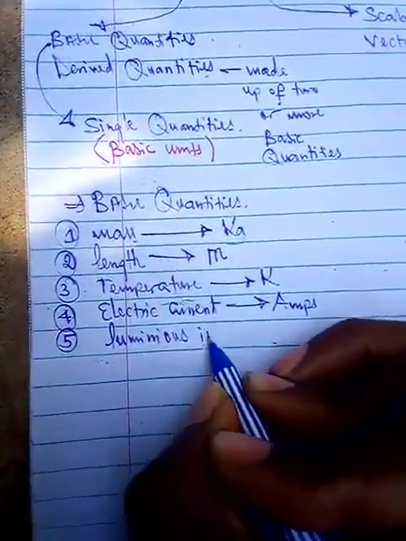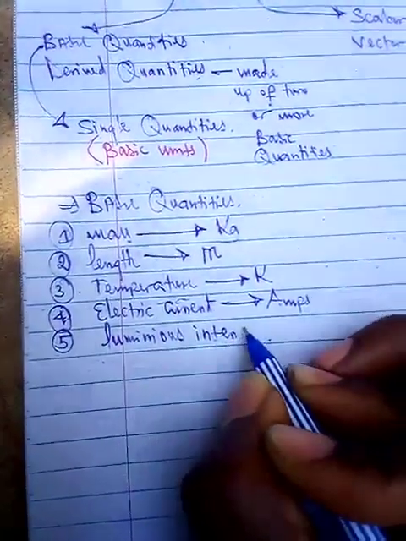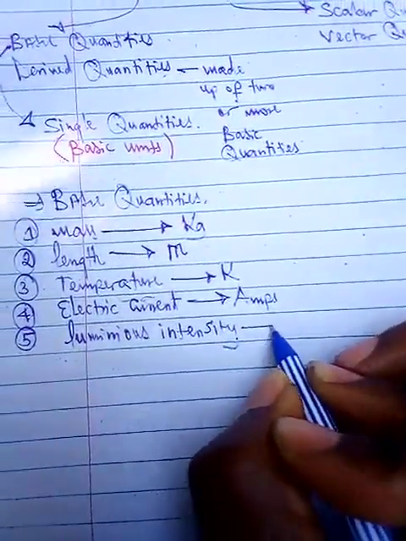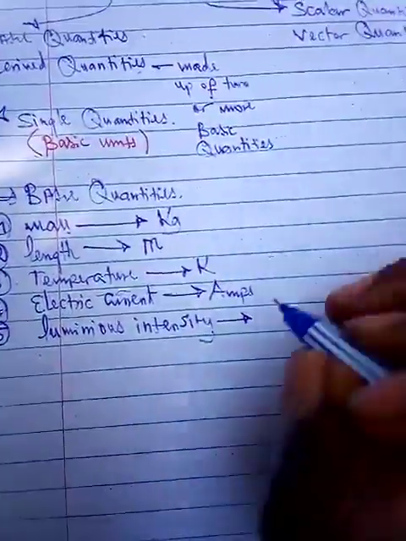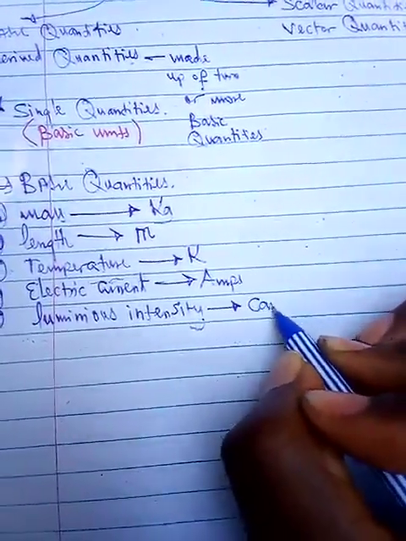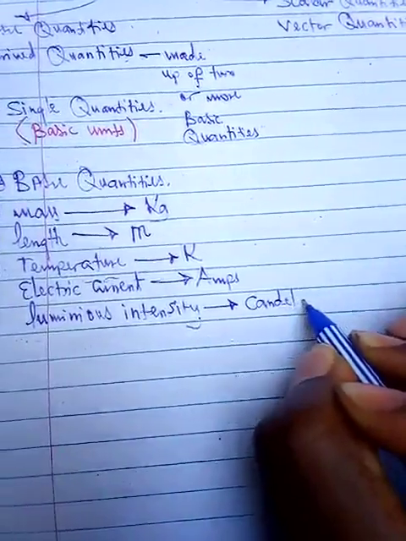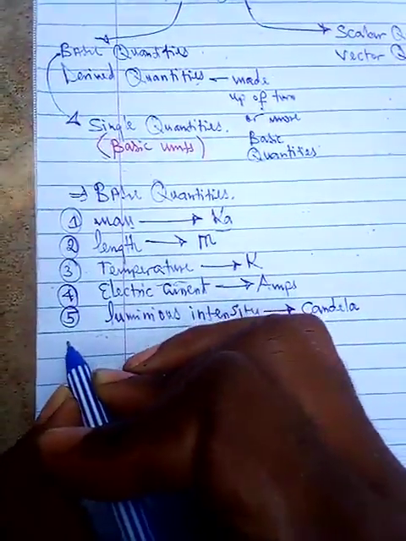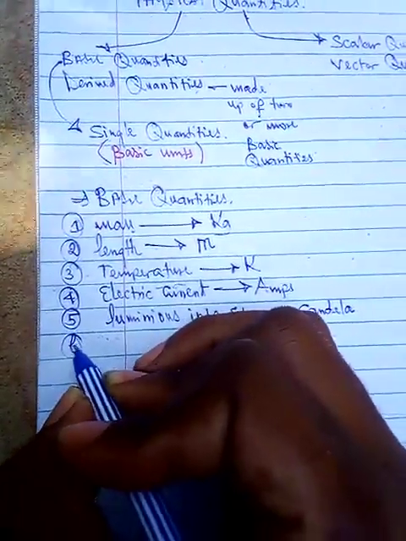Luminous intensity. Luminous intensity is measured with the SI units known as the candela. I hope this is the correct spelling though. Candela. We also have the amount of a substance.